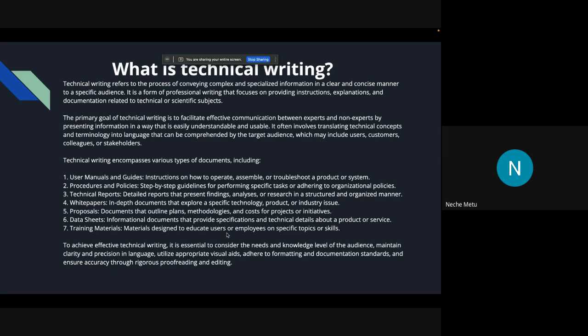So it often involves translating technical concepts and terminology into language that can be comprehended by your target audience, which may include your users, your customers, your colleagues, or your stakeholders. So you're actually meeting them at their own level. You're actually communicating.